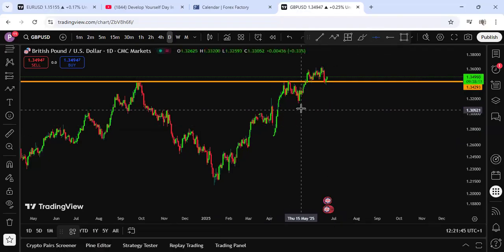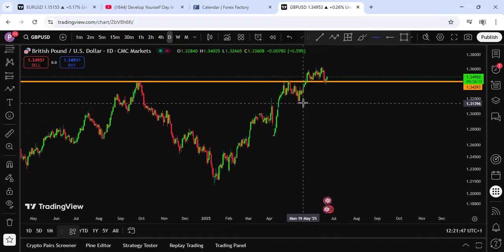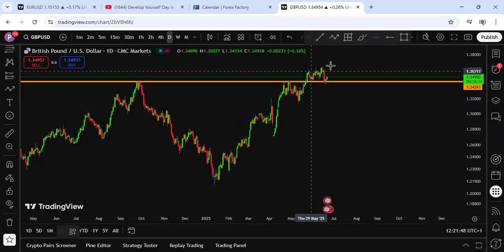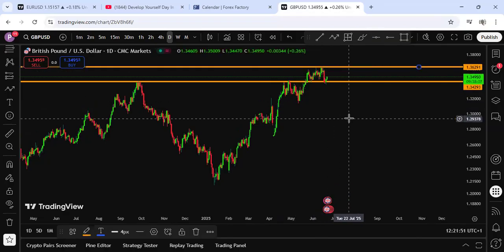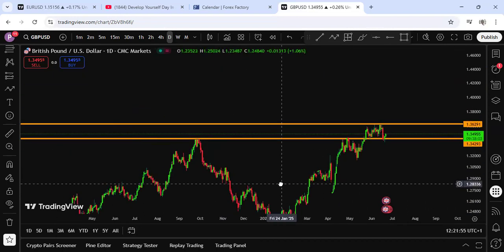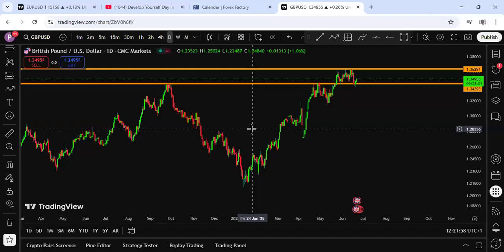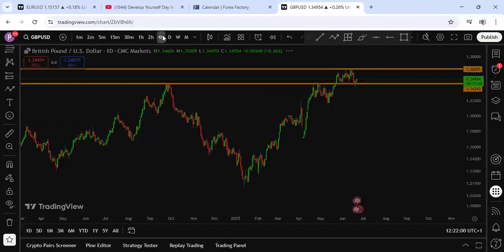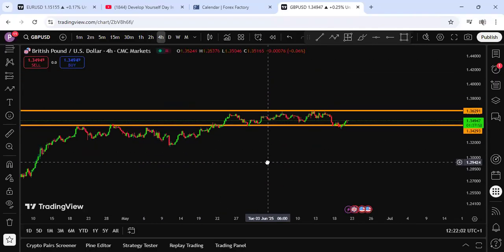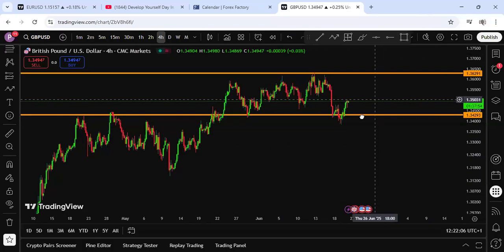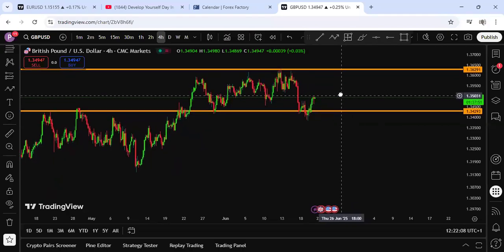Now we have seen that the market is in an uptrend. So what we'll be looking out for is only buy opportunities, because the market has given us a clear direction that it is in an uptrend. So let's go to the 4 hours time frame and see areas where we can take trades.